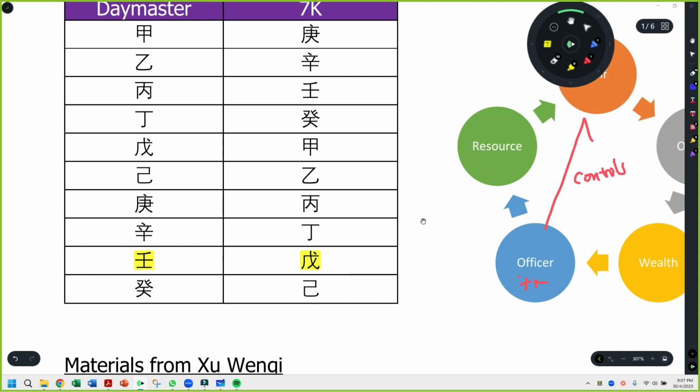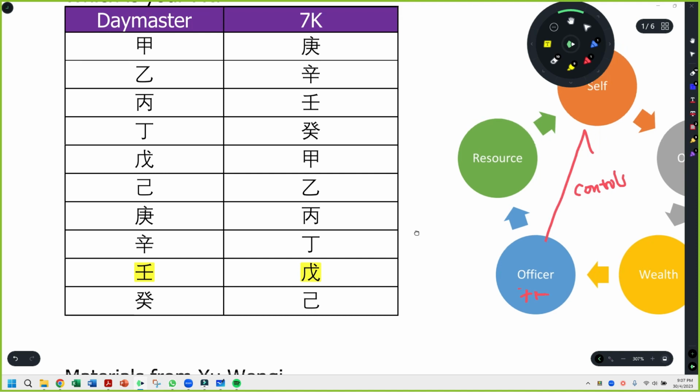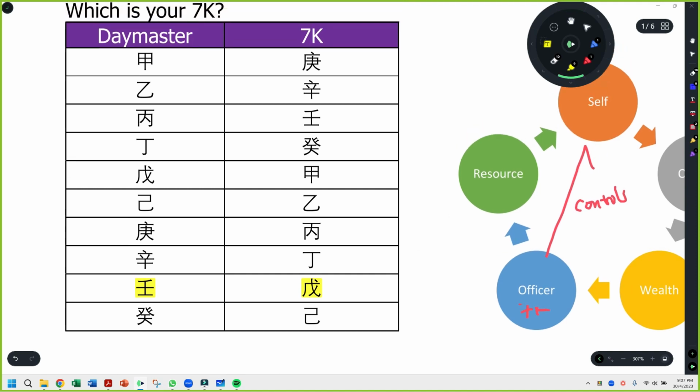Apart from that, we don't find that much else would be technically useful. We also find that the Bing Fire Day Master would also welcome the Seven Killing, because when the sun travels across the ocean, there's a reflection on the surface, and that reflection brings prestige or glory to the Bing Fire Day Master.